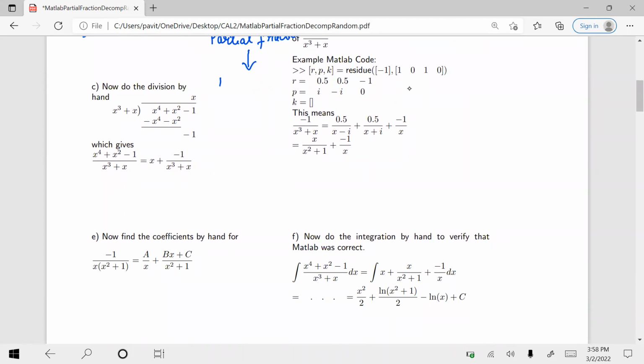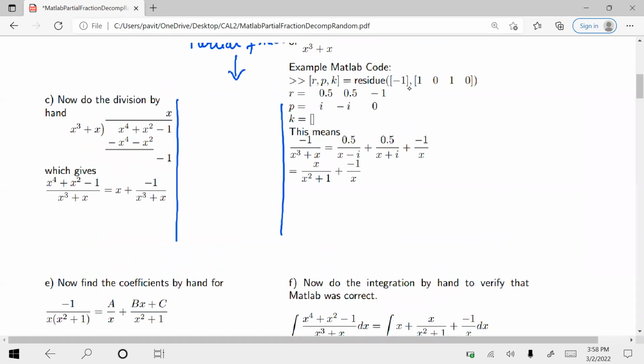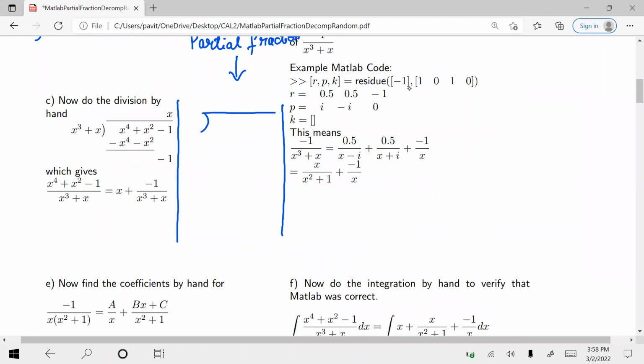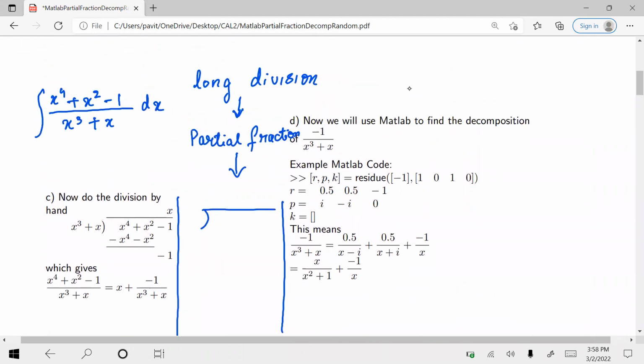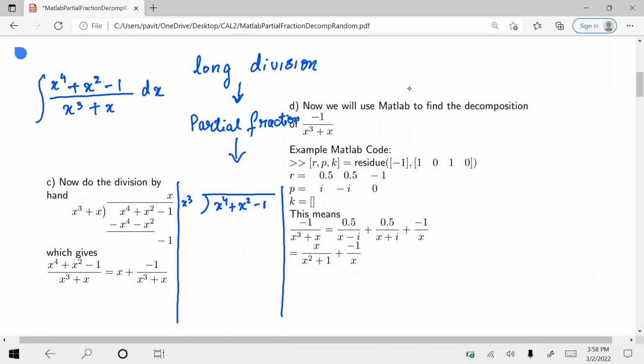Now, as I said, the first method is long division. So how does this work? Okay, I'll just take it this way. What do we have in the numerator? x to the power of 4 plus x squared minus 1, right? The numerator goes inside, the denominator goes outside. So x cubed plus x.